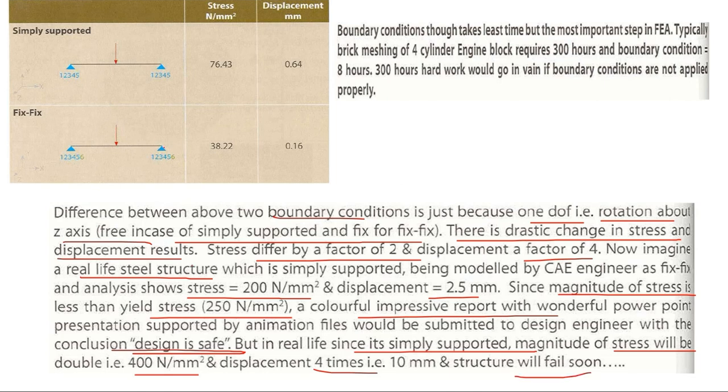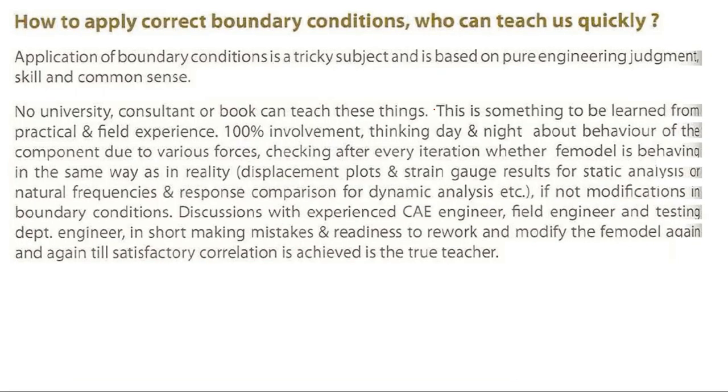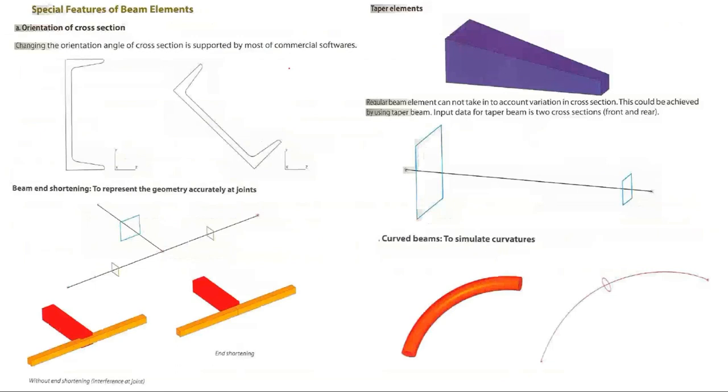So it's very important to see the boundary condition. If it is simply supported, stress is different. Fixed stress is different, almost by a factor of 2. Displacement also differs by a factor of 4. So boundary condition takes the least time, but it is the most important step in FEA. Typically brick meshing of something like a one cylinder engine requires 300 hours, and boundary condition just 8 hours. But 300 hours of hard work will go in vain if boundary conditions are not applied properly. You understand, right? Yes, okay.